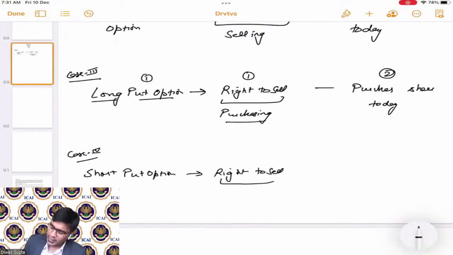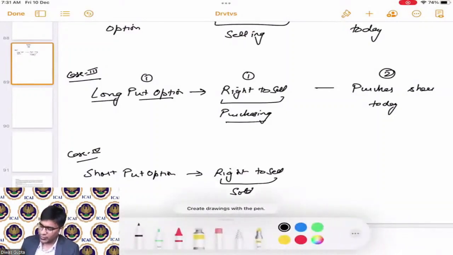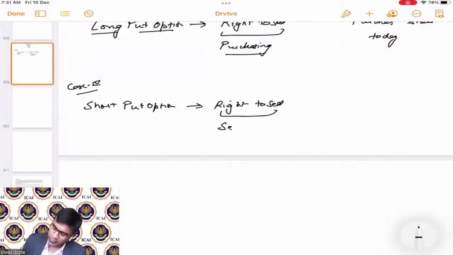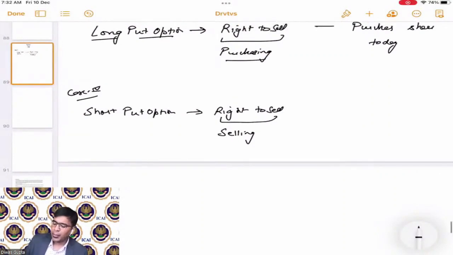Right to sell is being sold by me. Correct? I'm selling the right to sell. If I'm selling the right to sell, that means on a future date I have to purchase the share. Correct? Because the put option holder will sell the share to me and I have to purchase the share.